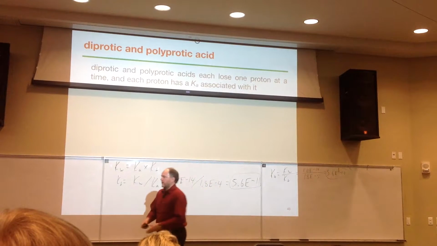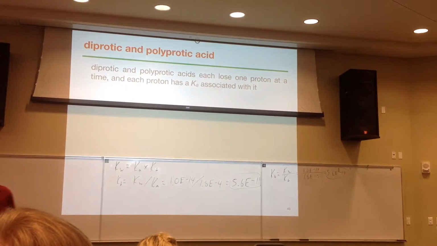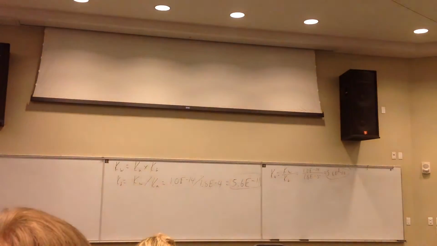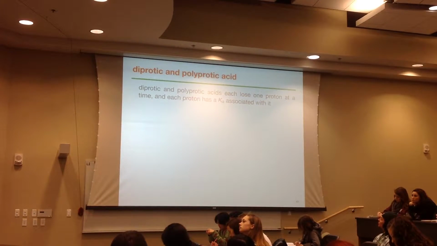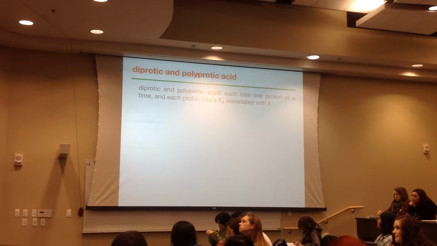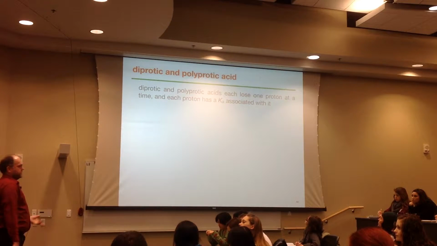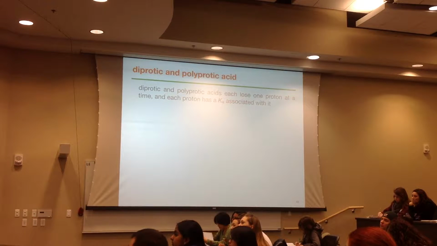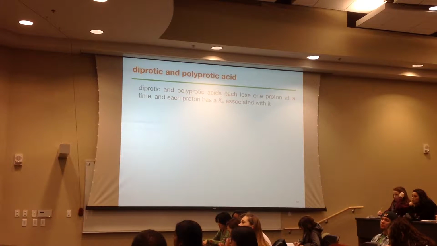Diprotic and polyprotic acids. We have another calculation to do. We've talked about diprotic and triprotic acids and polyprotic acids. We've mentioned that, for example, sulfuric acid only has one strong proton, the other one is a weak proton. But what about things like phosphoric acid? What about things like carbonic acid, oxalic acid? Not everything has just one proton. How do we treat it?